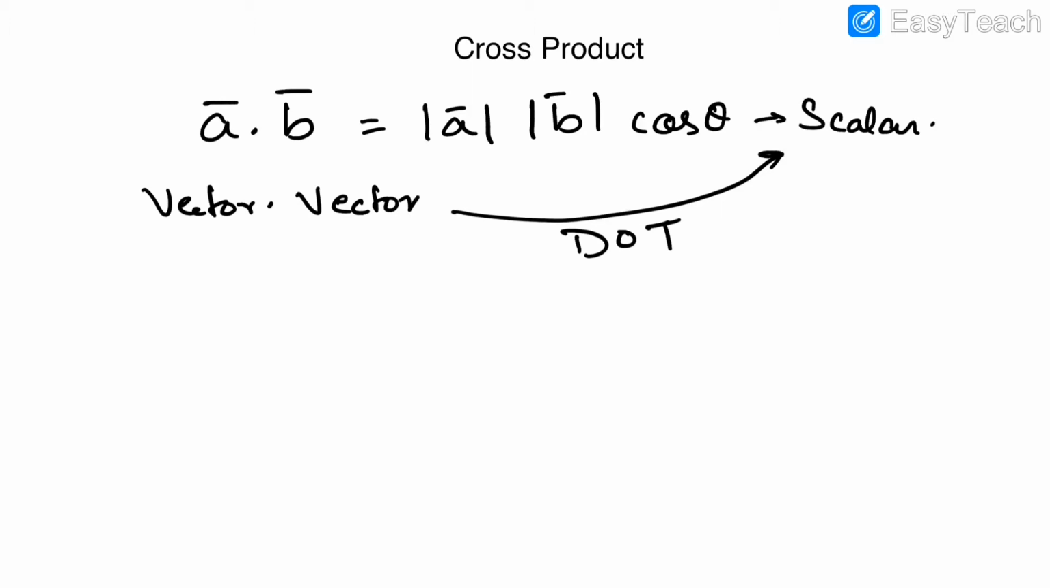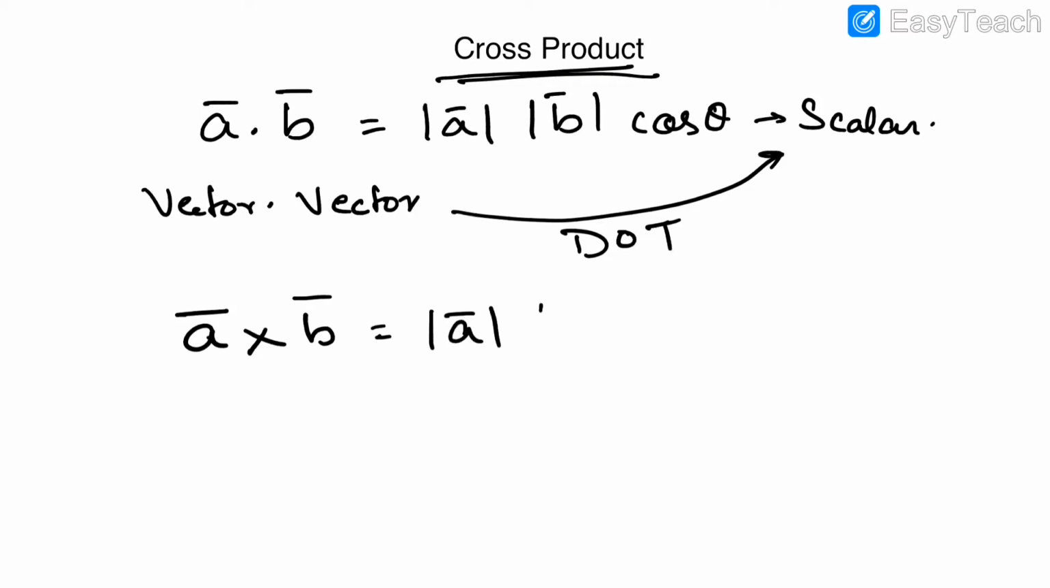Now there is another type of product which we call the cross product. The symbol is like any other mathematical multiplication symbol, that is this x, the cross. That is why we call it a cross product. Now its definition is modulus of A, magnitude of B, sine of the angle included between them, and the cross product of two vectors is a vector quantity.